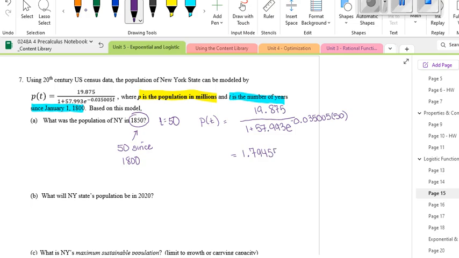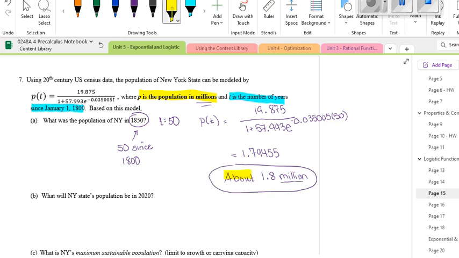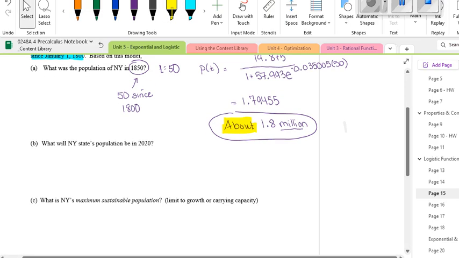And again, they don't tell me what to round to here. So I'm going to say about 1.8. And again, that population is in millions. Notice my use of the word about or approximately. Letter B wants to know what will be New York State's population in the year 2020. I'm going to leave that for you to determine.